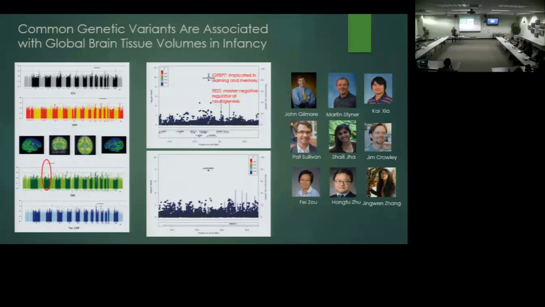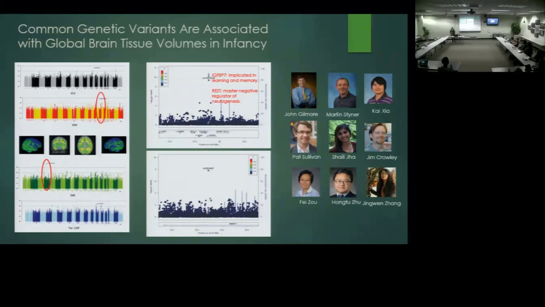And this is an intronic SNP in a gene called IGFBP7, which has been implicated in learning and memory. But perhaps even more interestingly, it's within 500 kb of a gene called REST. And REST is known to be a master negative regulator of neurogenesis. So basically, it turns off neuronal genes in non-neuronal cell lineages. So it's really important.